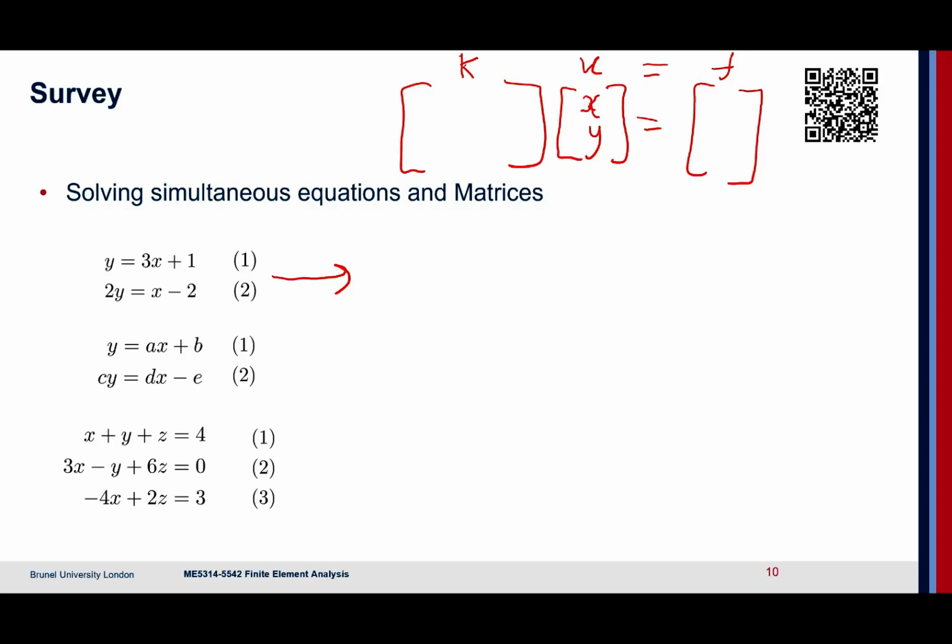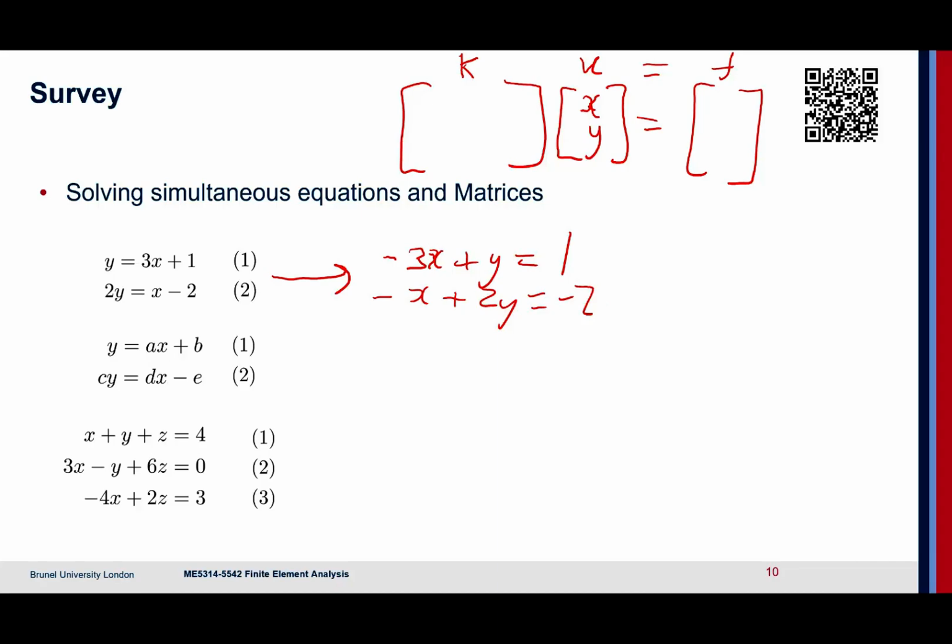So just to show you how we do this for this first equation here, the first thing we're going to do is rearrange it so that we've got it in the right form to write it as KU equals F. So we're going to move the x component, 3x plus y is equal to 1. And we're going to move the x component over to the left-hand side on the second equation. So minus 2. So all we've done is rearrange those by moving the x component to the left-hand side.